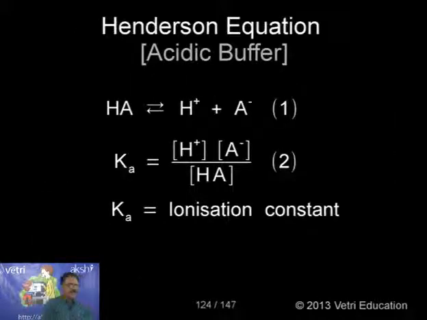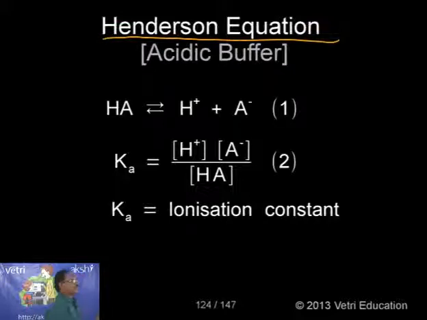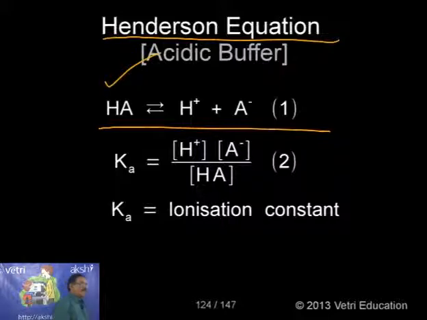Okay, let me go to the next. I have discussed so far that there are three types of buffer solution: acidic buffer, basic buffer, and amphoteric buffer, with a specific example. Now I am going to derive a mathematical equation given by Henderson. The scientist Henderson derived an equation connecting the ionization constant, pH value, and pKb values. I will now derive the Henderson equation for acidic buffer as well as basic buffer. Kindly follow me. Let me take a general weak acid, HA.